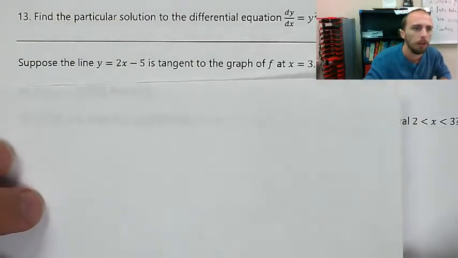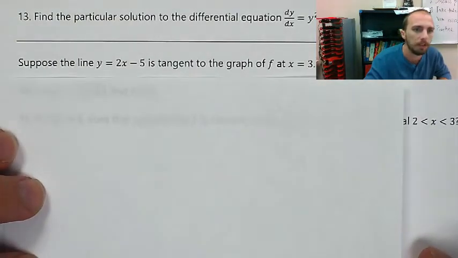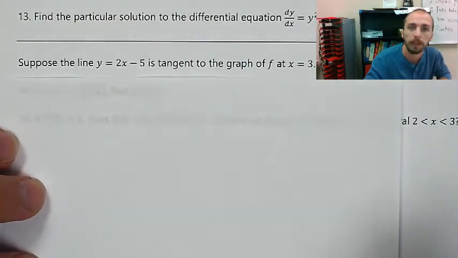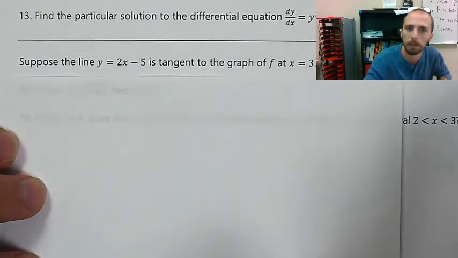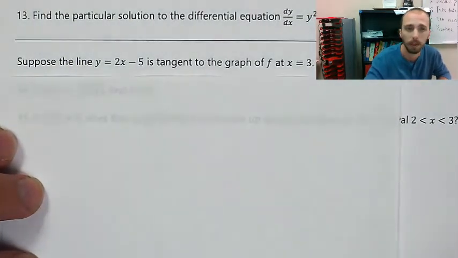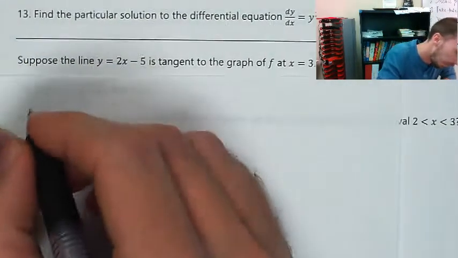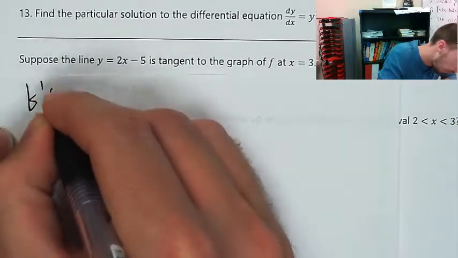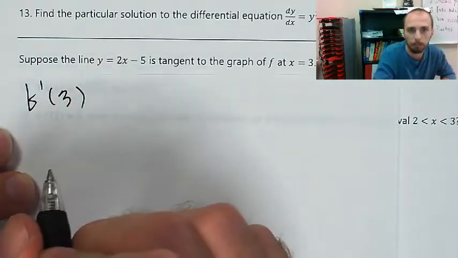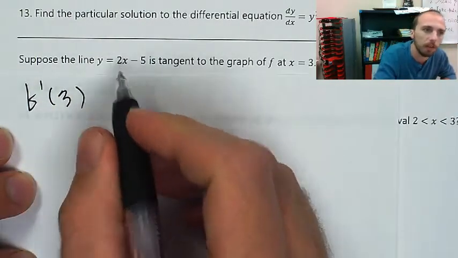I like this one. Suppose y equals 2x minus 5 is tangent to the graph of f at x equals 3. That's actually giving you a couple of different pieces of information, both somewhat disguised. Okay, the slope of the tangent line, we know what that is. That means that f prime of 3, that's what f prime means, the slope of the tangent line, is going to be equal to 2.